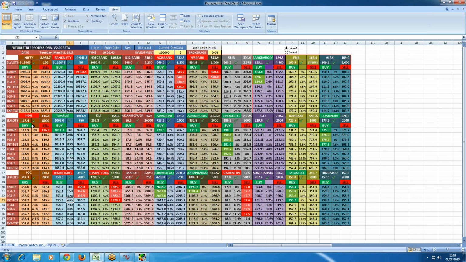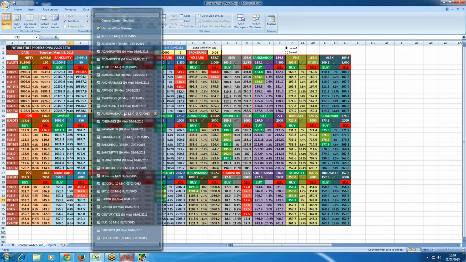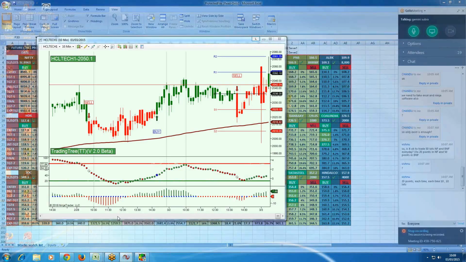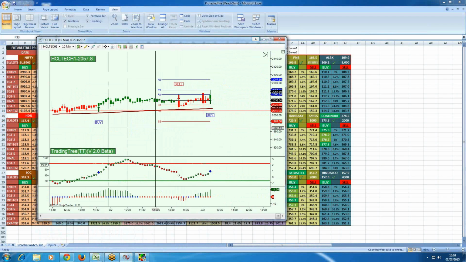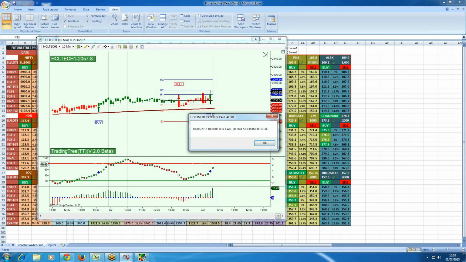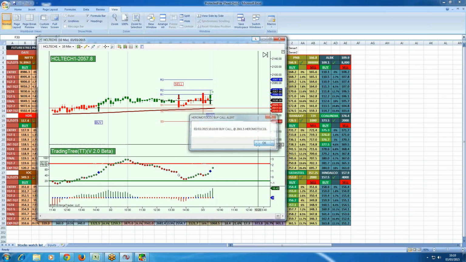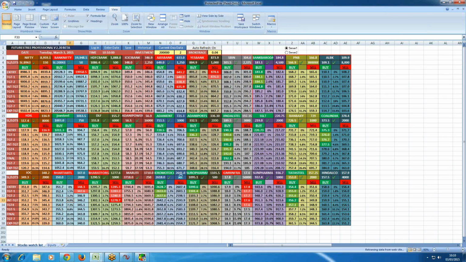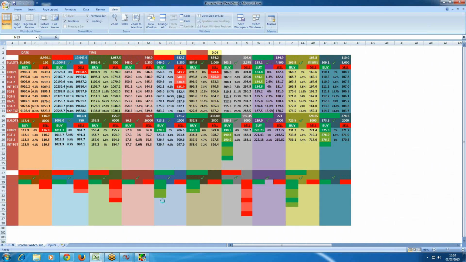So IB Real Estate, we have a buy in IB Real Estate, that is in Tradingtree, and even HCL Tech. So you can see this HCL Tech buy call, Hero Moto Corp. I'll give you an example on how you can trade this. You already have a buy call here. We have placed the order. It has already given you intermediate target.